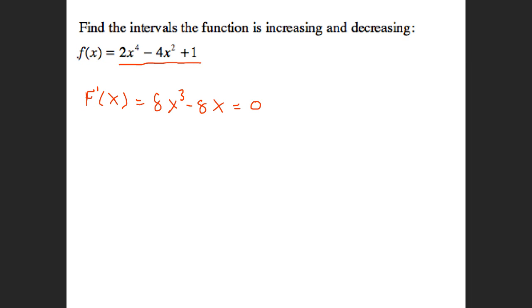I'm going to factor out the greatest common factor. It looks like 8x. So that gives me x squared minus 1. Well, so now I have 8x. I can factor this to x minus 1, x plus 1. So what are all my critical values? So whatever makes this equal to 0. 0 makes it equal to 0. Positive 1 does. Negative 1 does.